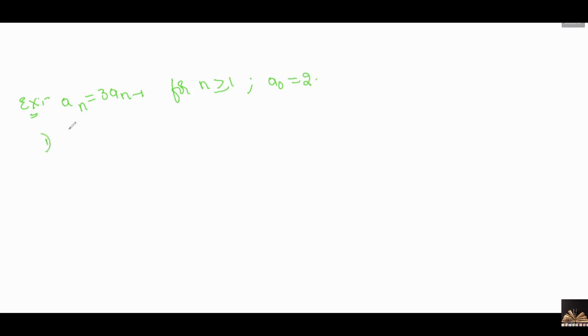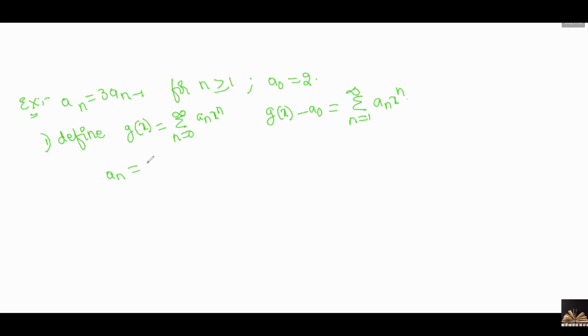The first step is you always need to define this generating function. We know that it is summation of n equal to 0 to infinity an into x power n, or you can write it as g of x minus a0 is equal to summation of n equal to 1 to infinity an into x power n. Now consider the given recurrence relation.